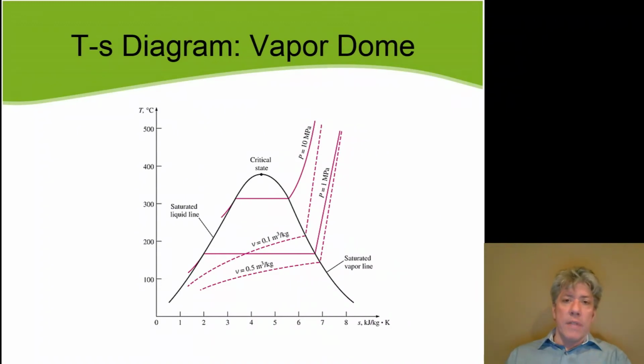So we can make all kinds of diagrams with entropy. If it's a property that can be measured, and it can be measured indirectly, then we can make a TS diagram. We can make a PS diagram if we want. But most often, we will be interested in TS diagrams.